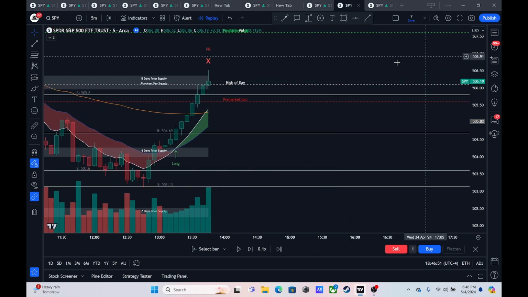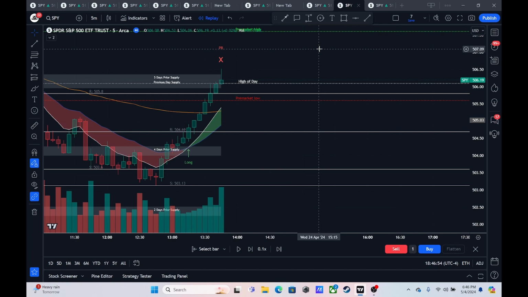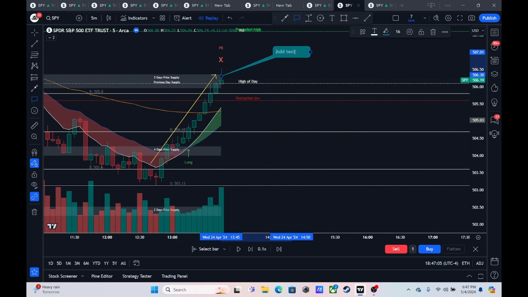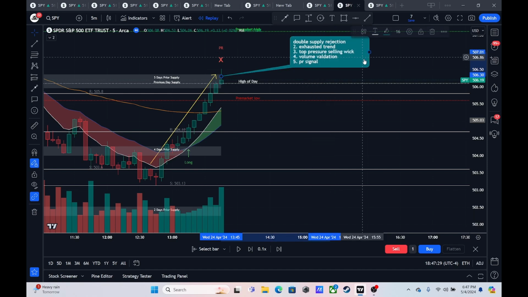Moving on, we have an example of a PR setup. This PR is one of my favorite kinds of setup. We have an absolutely monstrous run, right? So we got the long signal that we were talking about earlier. We continued actually running way past VWAP into this area of double supply. So we have a double supply rejection, right? We have an exhausted trend. We have a top pressure selling wick. We have volume validation. We have all of this going on, and we have a PR signal. And really the only opposition here is that the trend is in the favor of the upside at the moment.